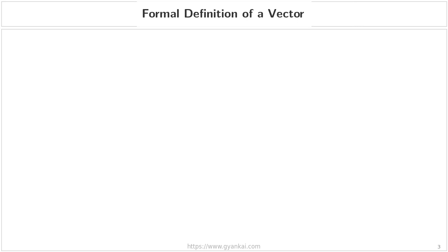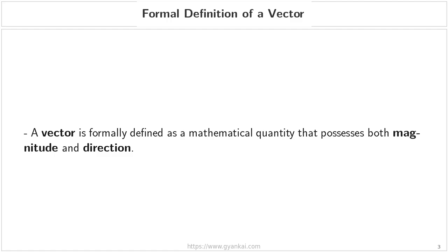Formal definition of a vector. Formally speaking, a vector is a mathematical quantity that possesses two essential characteristics. It has both a magnitude, which is its size or length, and a specific direction. You can't have one without the other and still call it a vector.